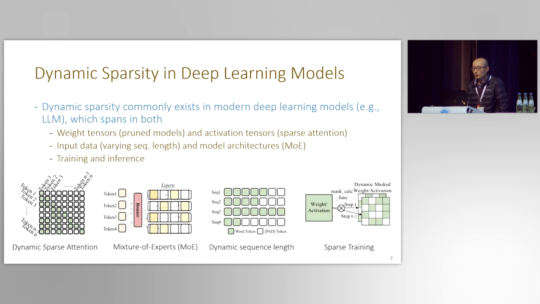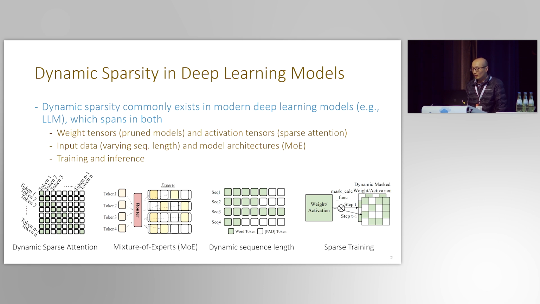With the evolution of deep learning and large language models, dynamic sparsity is more and more prevalent. It exists in both weight tensors and activation tensors, in both input data and model architectures. Also, it exists in both training and inference.